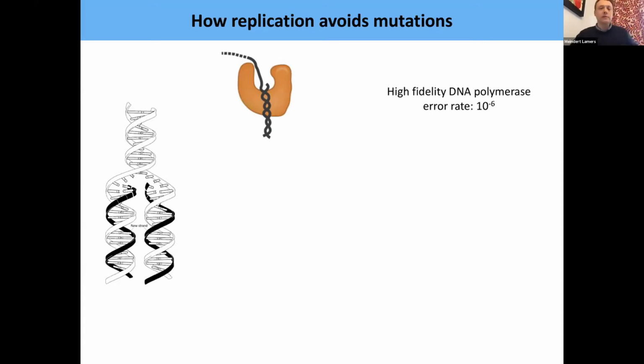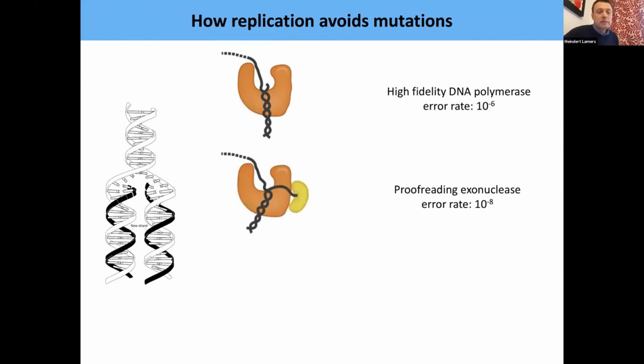So the replicative DNA polymerases in all species, from bacteria to humans, are extremely high fidelity DNA polymerases that make, on average, a mistake in every 1 million bases synthesized. Now they do make mistakes. So in addition to the polymerase, there's an exonuclease, which is able to remove any misincorporated nucleotides during DNA synthesis.